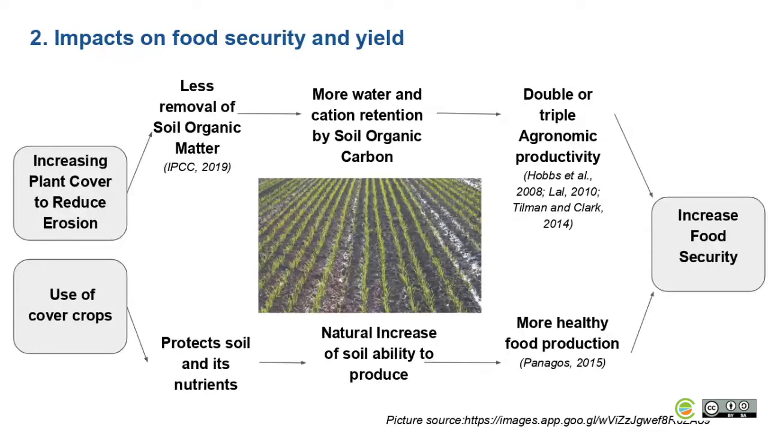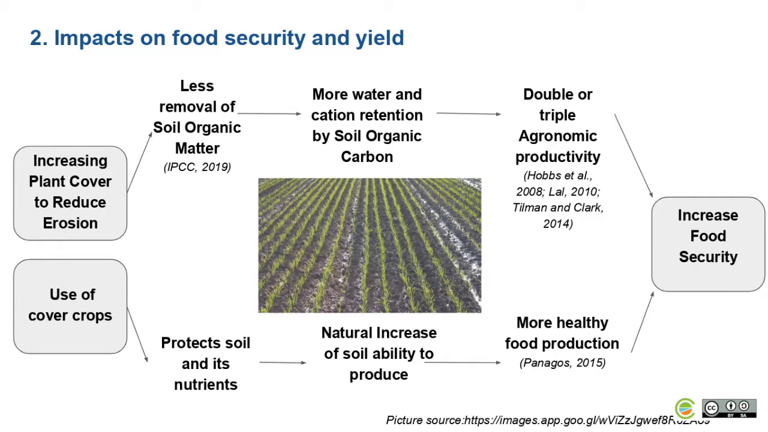Why? Because having plant cover causes less removal of soil organic matter, as previously seen. And when there is more organic matter in the soil, the consequence is that there is more water and cation retention. The cations and the water are very important for the plant metabolism. So when there is more of them in the soil, they can allow doubling or sometimes tripling the productivity, and of course it will allow a greater quantity of food.